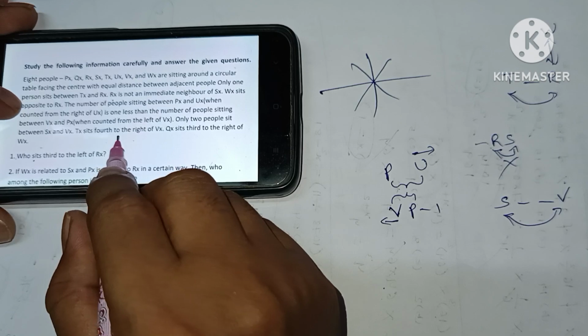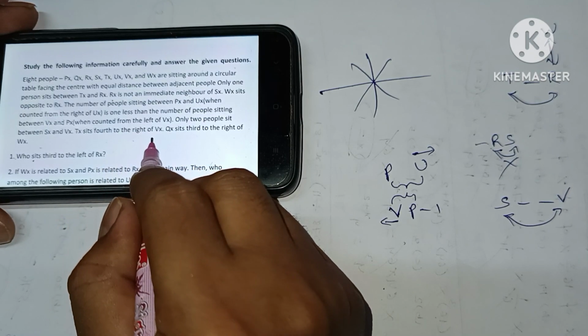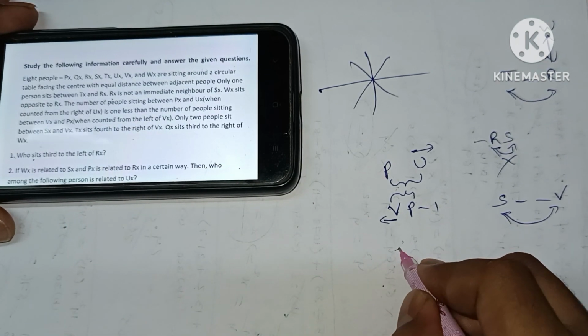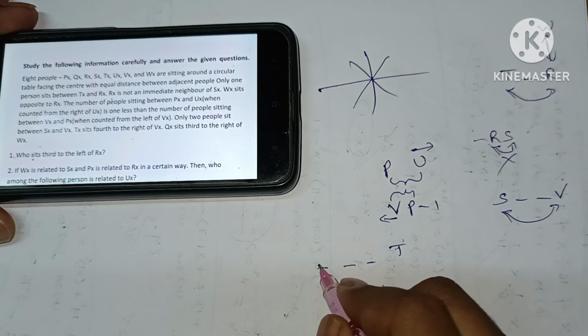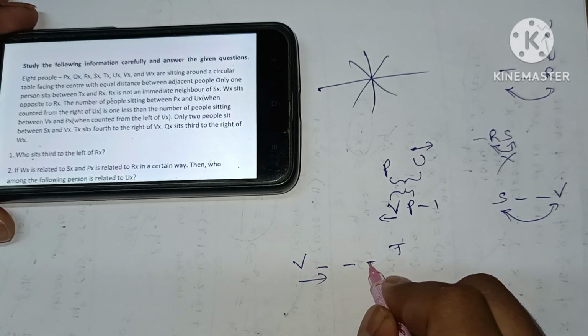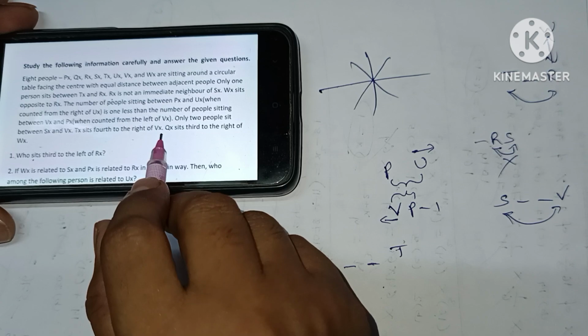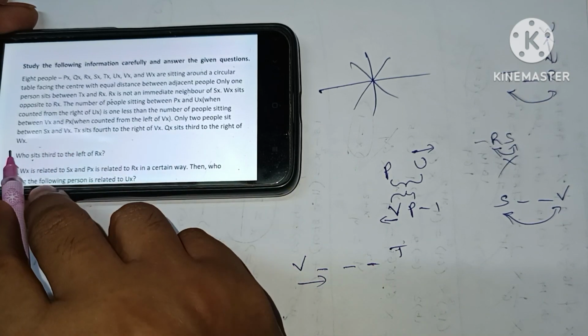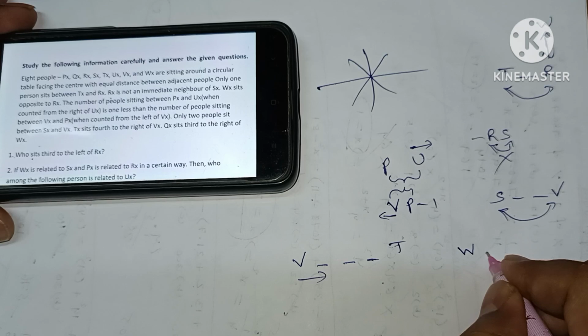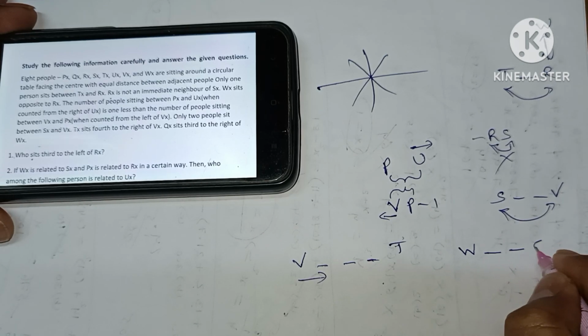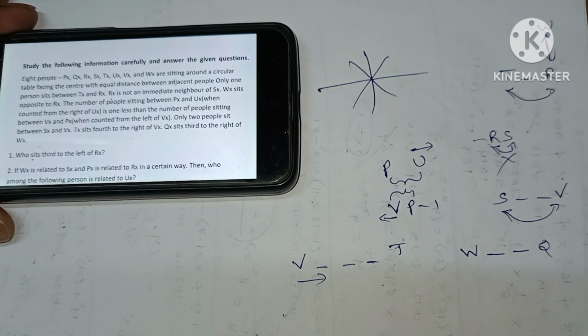T sits fourth to the right of V. 1, 2, 3, right of V. Okay. Q sits third to the right of W. W right side 1, 2, third one is Q. Okay.